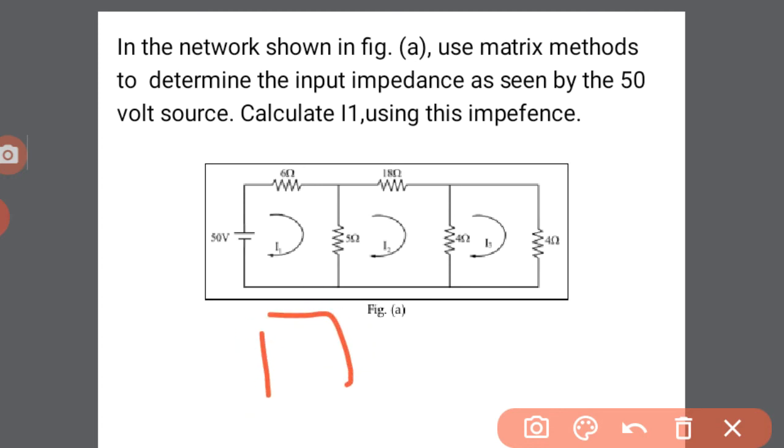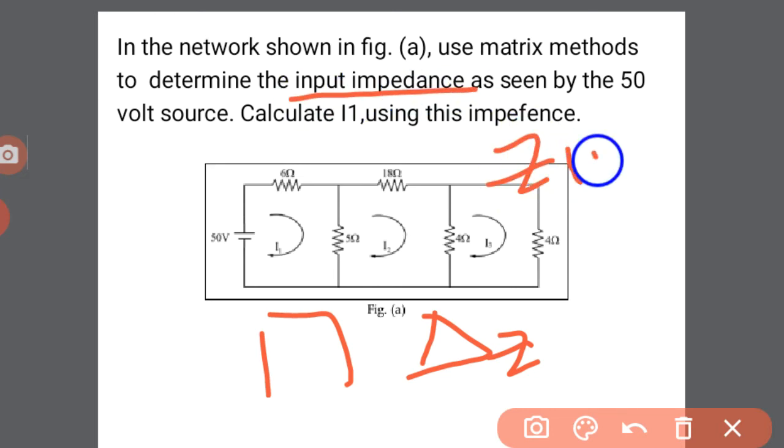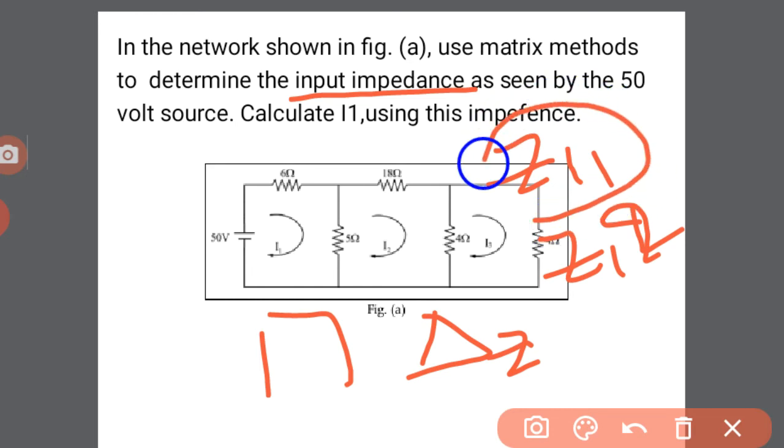Finally, after getting the matrix, we have to find the value of delta Z. In this example you have to determine the input impedance, so the input impedance is equal to Z11. Z12 is called the transfer impedance looking from the input section, but in this case we have to find the input impedance Z11. So to determine the value of Z11, first we have to find the value of delta 11, that is the coefficient of Z11.